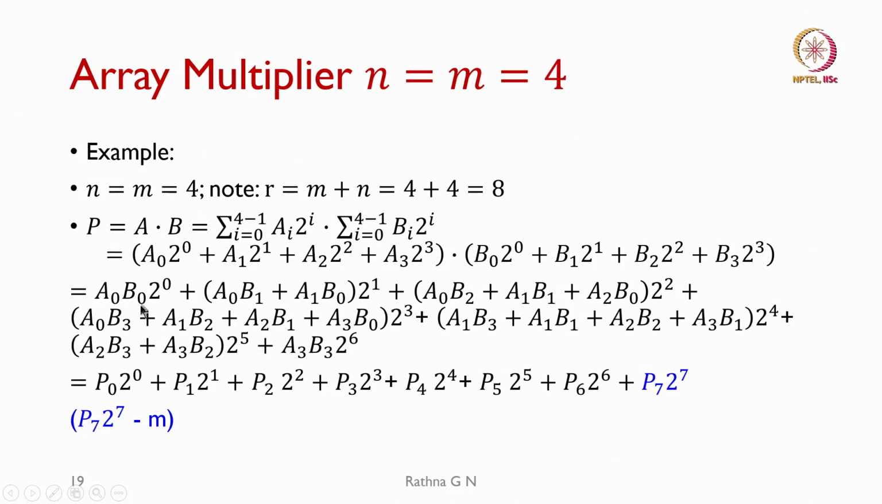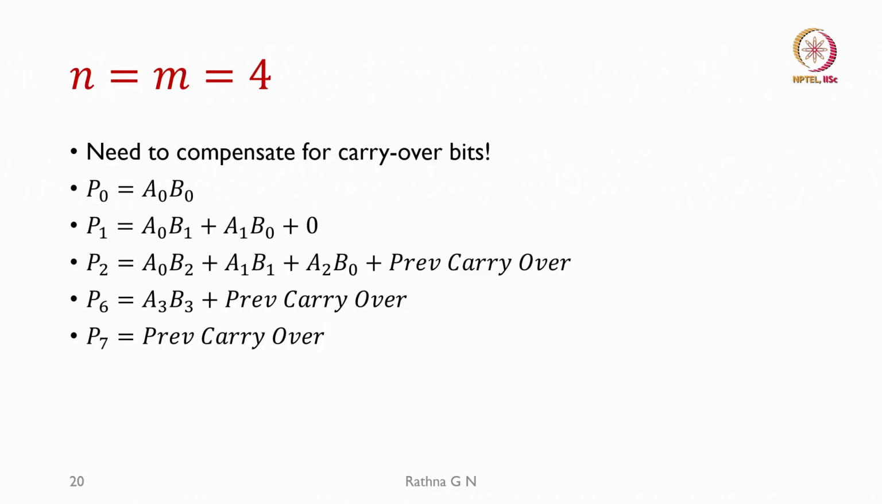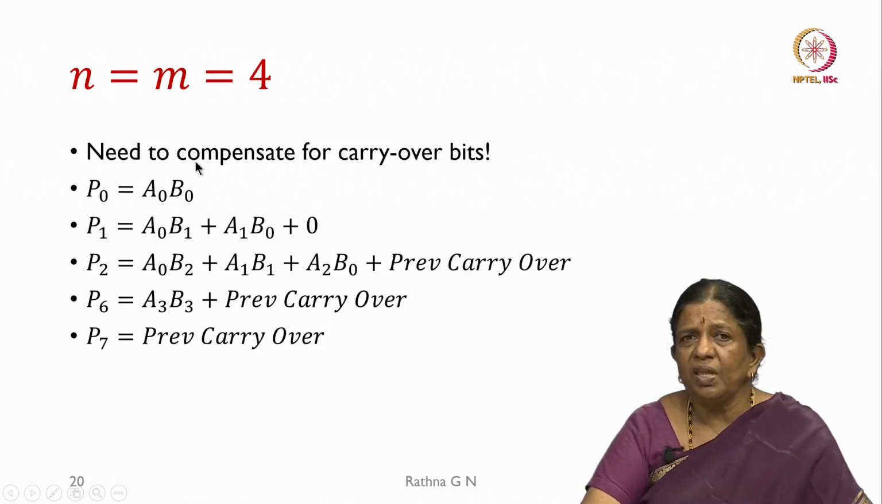Then when we represent these products as P0, we will be putting their powers, because it is segregated in terms of powers. So, we will be needing P0, P1, P2, up to P7, which is the maximum we need. So, 0 to 7 gives me 8 bits. We will see why we need P7 also. We have to compensate for carry over bits.